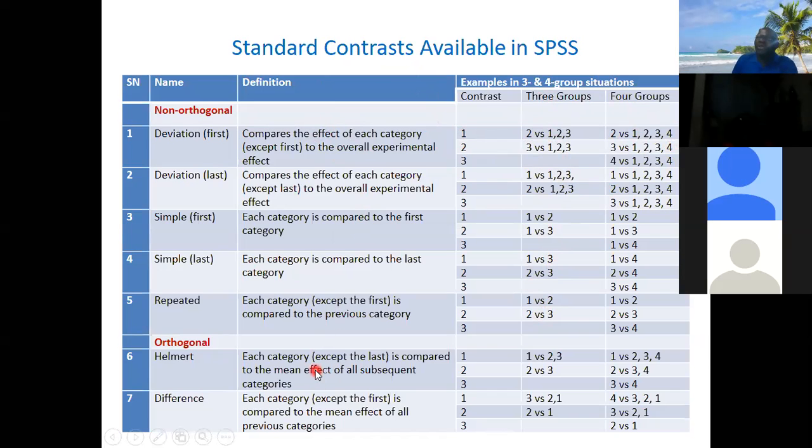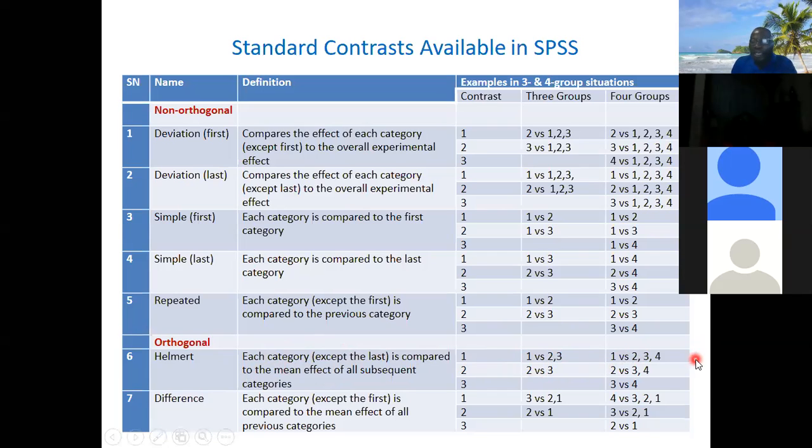Now, let me explain orthogonal contrast because it's easier to understand. There are 2 examples, Helmert and difference. The one we use for this placebo is Helmert. What does this say? Each category except the last is compared to the mean effect of all subsequent categories. Look at it. Placebo was our group 1. We combine group 2 and 3 and compare with placebo. That's contrast 1. For contrast 2, we now separate the 2 and 3 and compare.